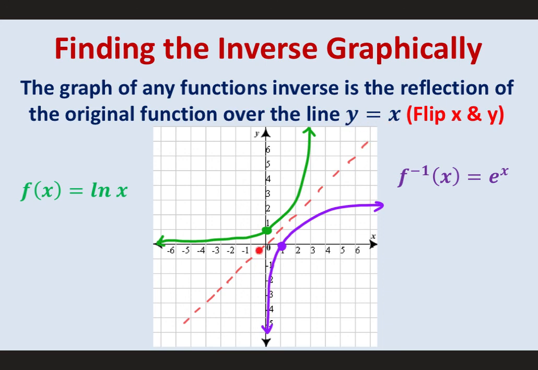It's graphed diagonally and it's reflected across that. But really the easiest way to do it is to just flip your x and y values. So a point that was originally at something like (0, 1) is now at (1, 0). And that's what makes graphs visually inverses of each other.